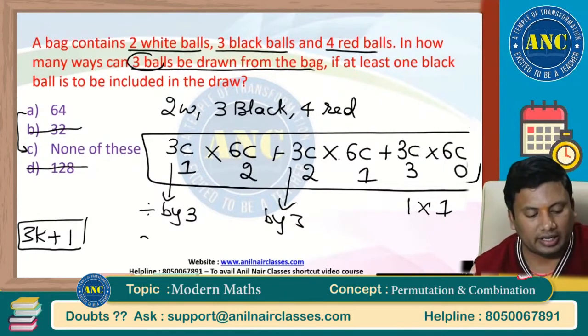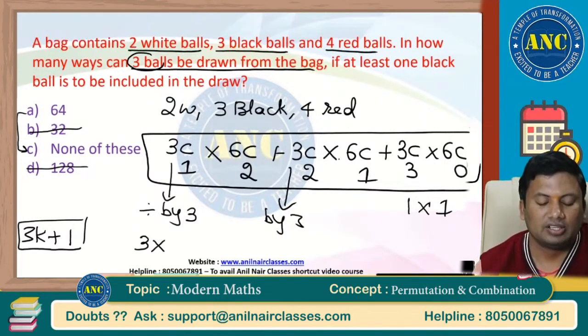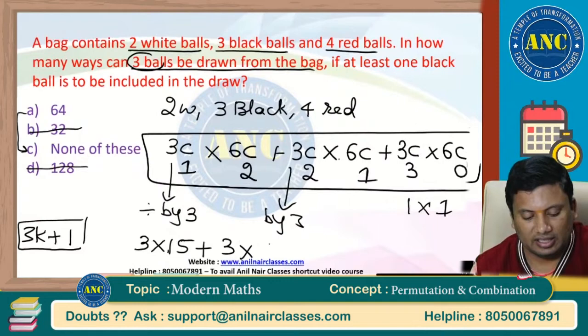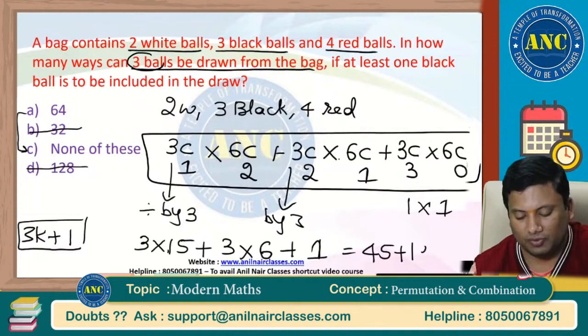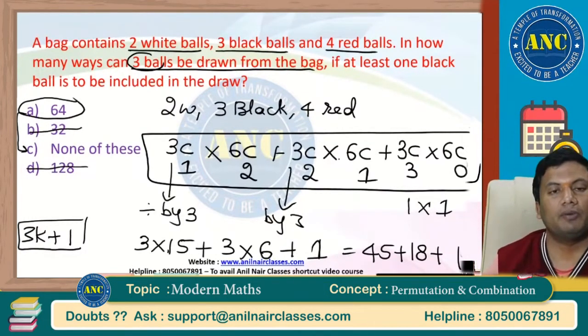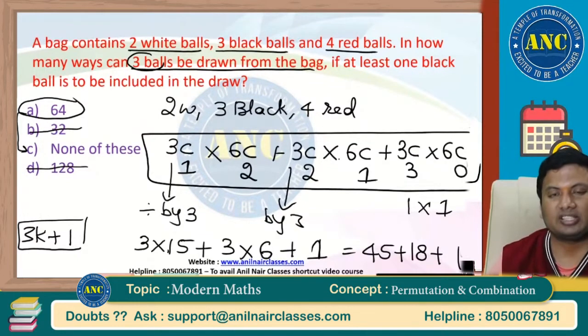Or you can check it out. 3C1 is 3. 6C2 is nothing but 15. 3C2 is 3. 6C1 is nothing but 6. This is nothing but 1. 45 plus 18 plus 1. Answer is nothing but 64. It is of the form 3k plus 1. I hope it is clear.